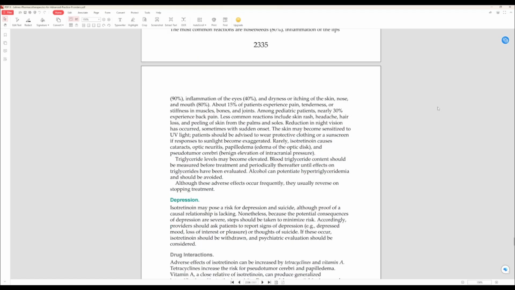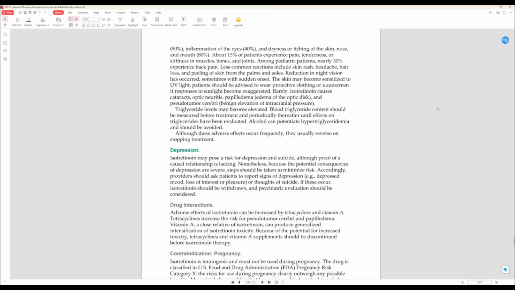Depression. Isotretinoin may pose a risk for depression and suicide. Although proof of a causal relationship is currently lacking, because the potential consequences of depression are severe, steps need to be taken to minimize the risk. Accordingly, providers should ask patients to report signs of depression or thoughts of suicide. If these do occur, isotretinoin needs to be withdrawn and a psychiatric evaluation needs to be considered.